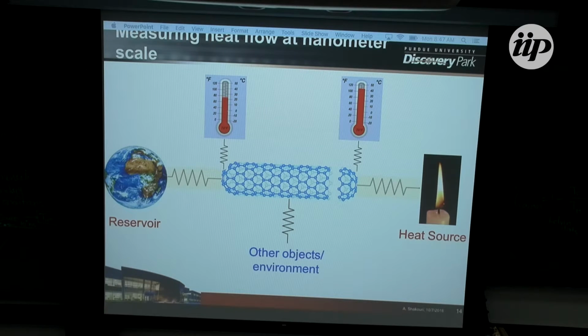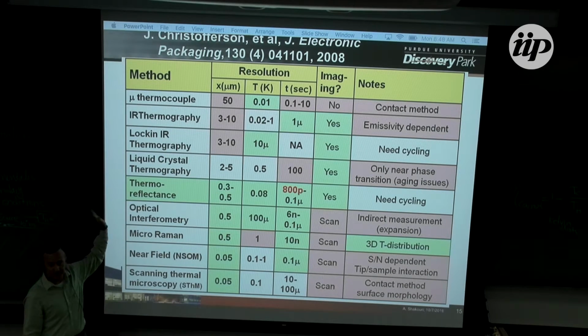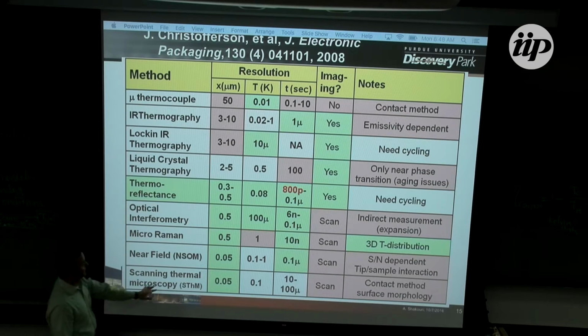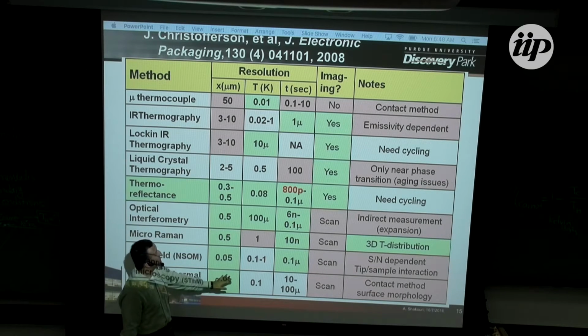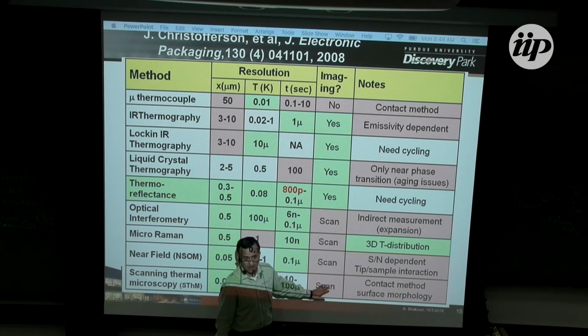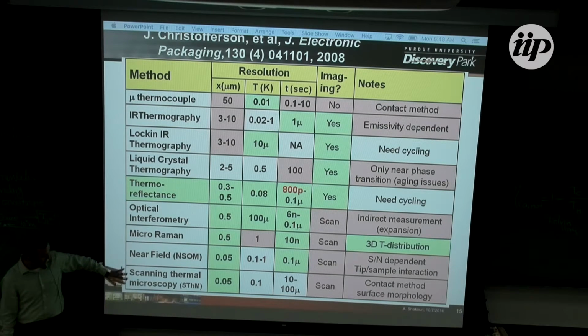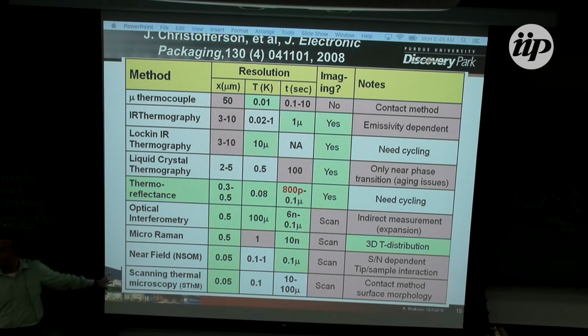So quickly, a table with all the ways to measure temperature. Again, the numbers, you can look at the paper, you can look at the view graphs from the online course, everything is there. But what is important is the resolution in space, resolution in temperature, resolution in time, is it a scanning or imaging technique, just how fast you can get it, and some of the limitations. Most of the work related to nanoscale heat transport is done with scanning thermal microscopy, is one example, and one version of this is the suspended platform.